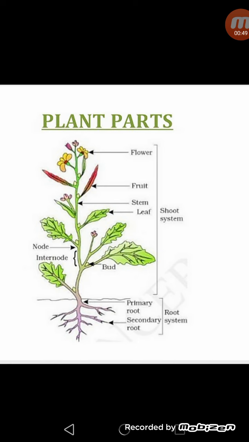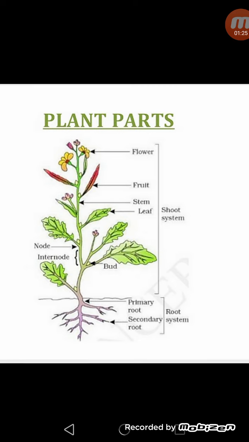So we can say the gap between two nodes is called an internode, and bud generally arises at the base of a branch. In the same way, the roots which go directly to the soil, they are called primary roots, and the side roots which arise from the primary root are called secondary roots. And flower is the reproductive part of a plant which helps in sexual reproduction. So we can say stem, leaf, or roots, these are the vegetative parts, whereas flower is the reproductive part of a plant. So these are the different parts of a plant.